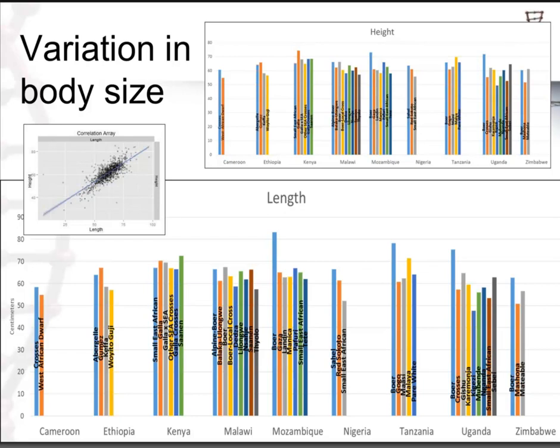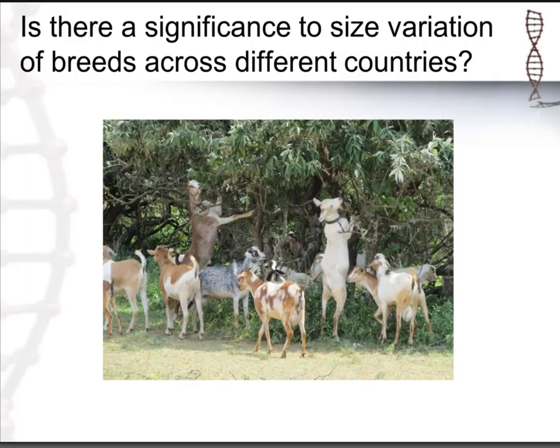So it gives us an opportunity to look at unique things such as the Boer goats and how much bigger they are in body size versus some of the other breeds. So this is the start of our variation in body size. And why are we looking at this, other than just what is the variation and giving us guidelines for these breeds? Is there a significance to this, and does it range across countries or across breeds?